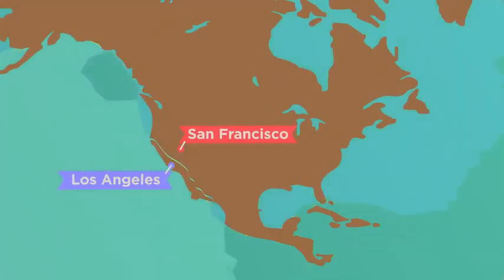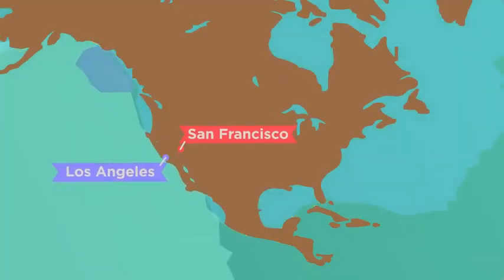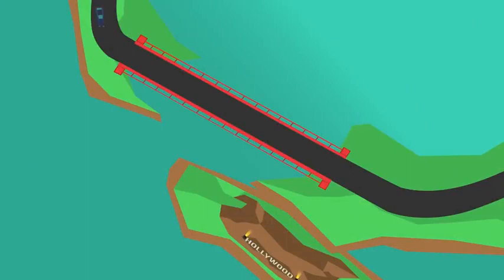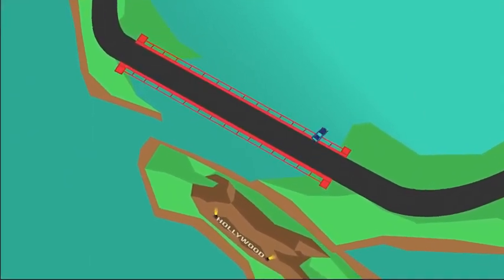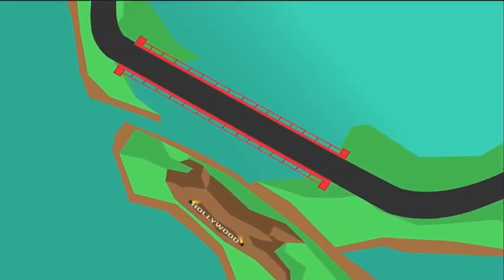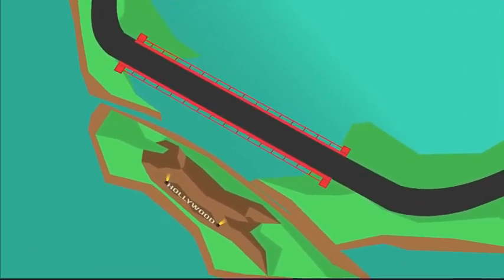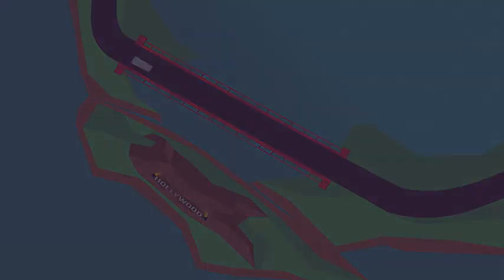Sometimes the plates simply slide alongside each other, as they do in the famous San Andreas Fault in California. The relative movements in the so-called transform boundary cause major earthquakes. It will also mean that Los Angeles will come alongside San Francisco in about 20 million years' time.